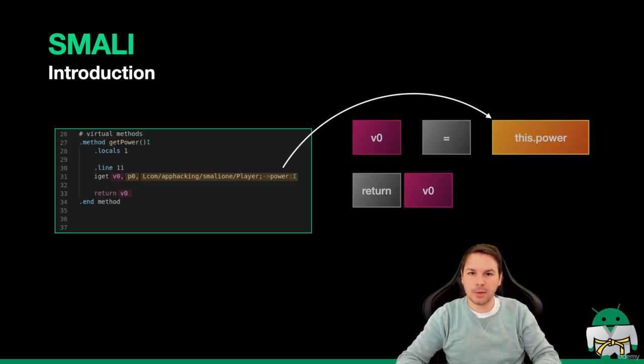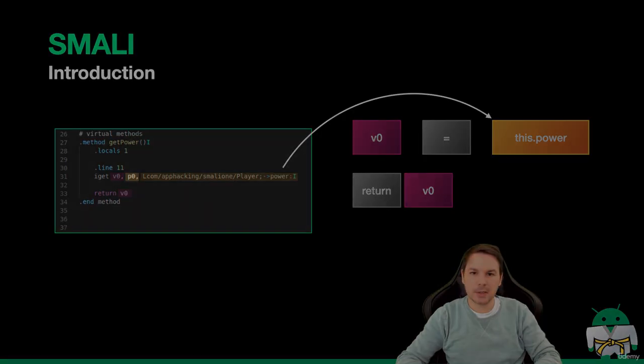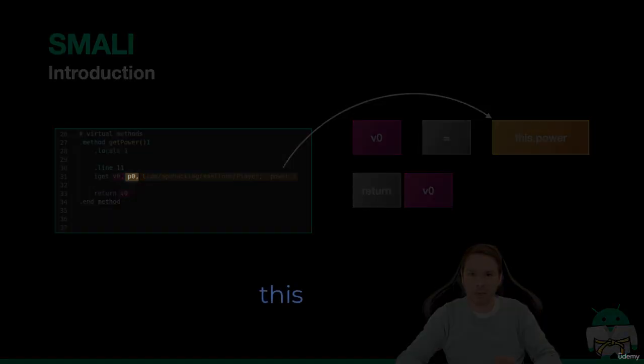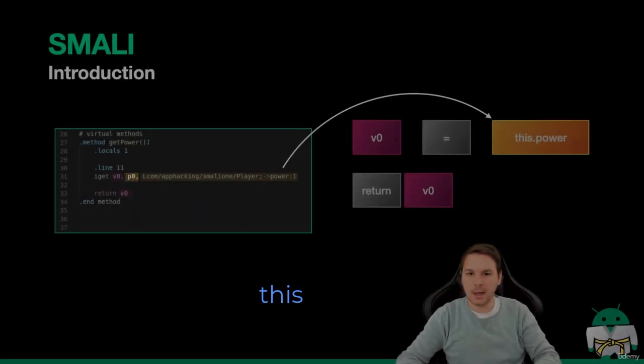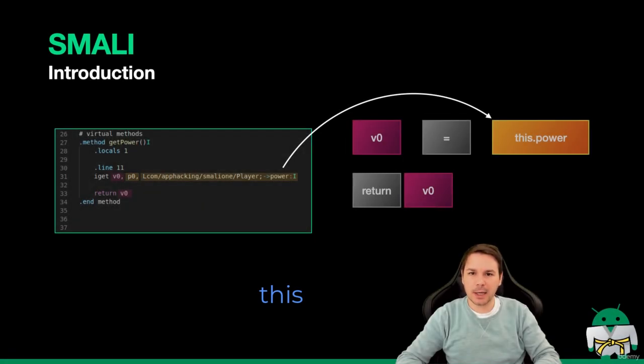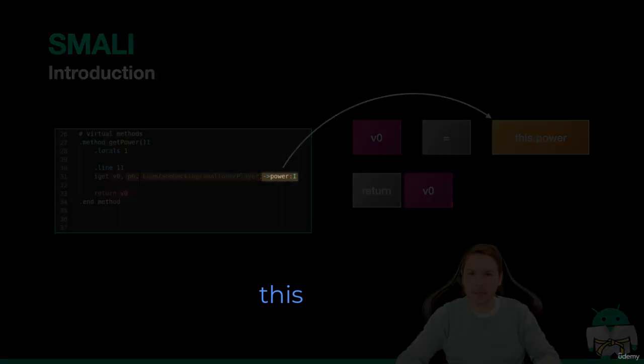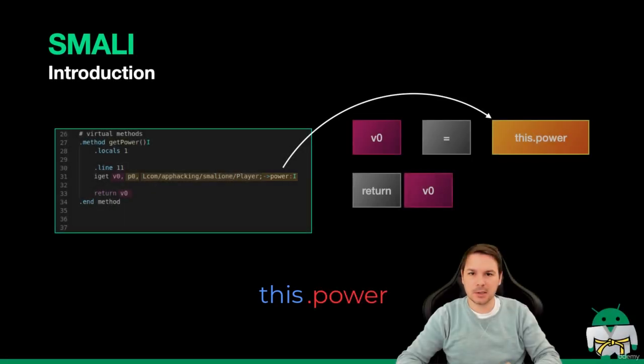And regarding this power, we can separate this in this way. P0 means this object, so we translate P0 with this. And afterwards, we can simply look at the arrow. And then we can say this dot and the label after this arrow. In this case, this dot power.